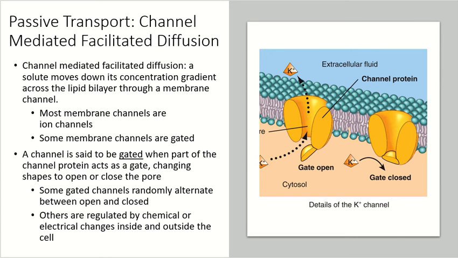The channel is said to be gated when part of the channel protein acts as a gate or a little door across it, and the changing of shape of our channel protein is going to allow our gate to either open or close. Some gated channels are going to randomly alternate between open and closed, and things are just going to be able to move through them as they're able to. And then others are going to be regulated by chemical or electrical changes inside and outside of the cell. So some can just randomly open or close, and then others are going to need to be specifically stimulated in order to open or close these channels.